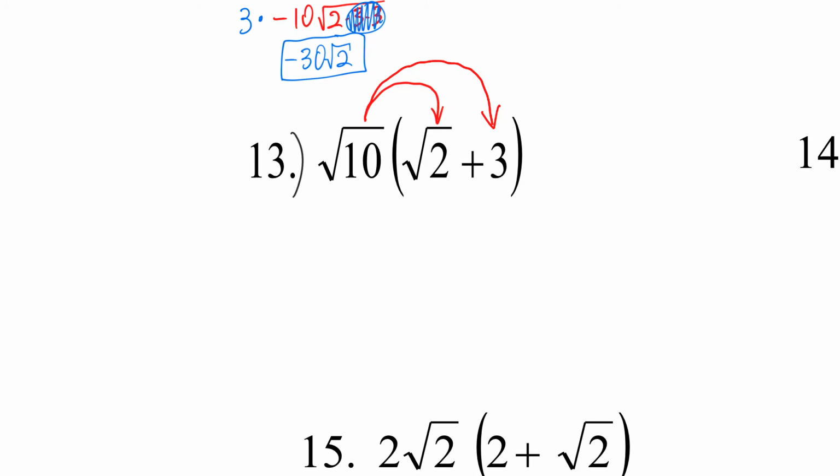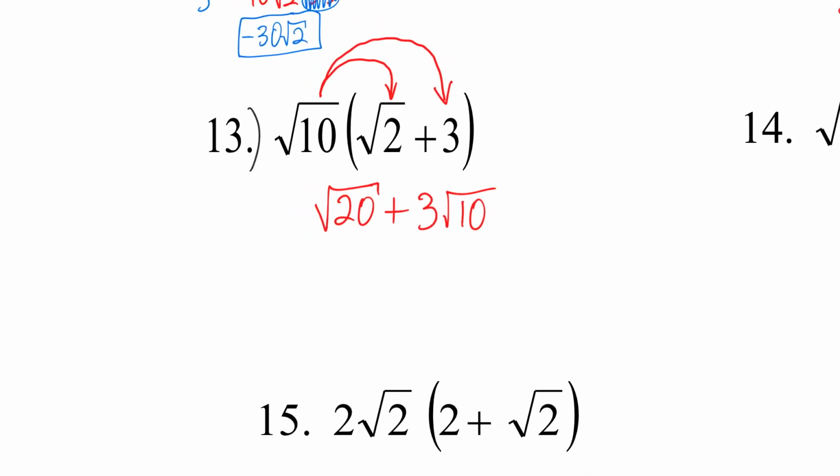Now remember, you multiply inside numbers together, you multiply outside numbers together, you don't mix those up. So what's the square root of 10 times the square root of 2? Square root of 20. Now what's the square root of 10 times 3? 3 square root of 10. I cannot multiply those two together. It's not going to be the square root of 30, because 3 is not underneath the radical. It's not underneath that square root symbol. 10 is, so I don't multiply those two together.